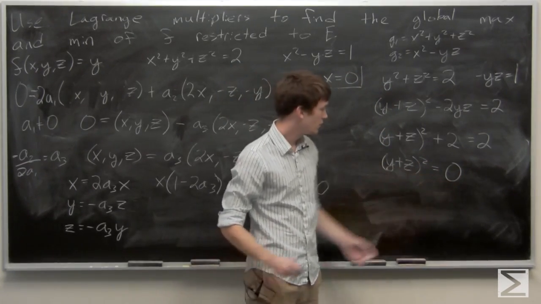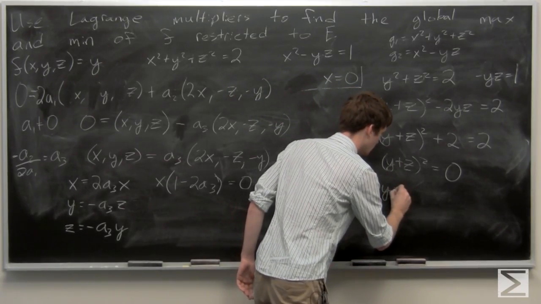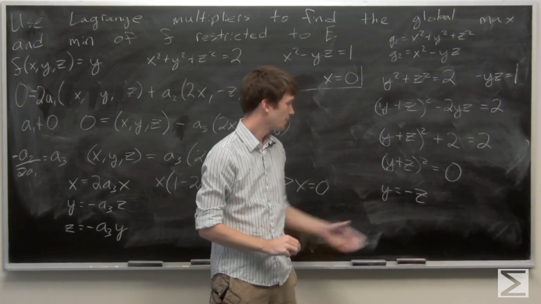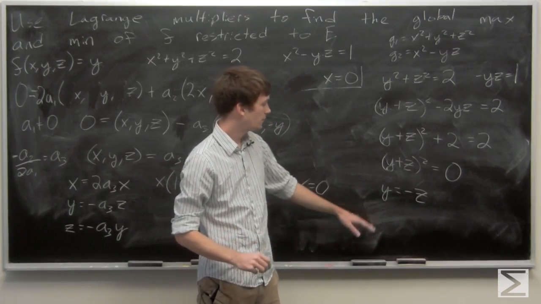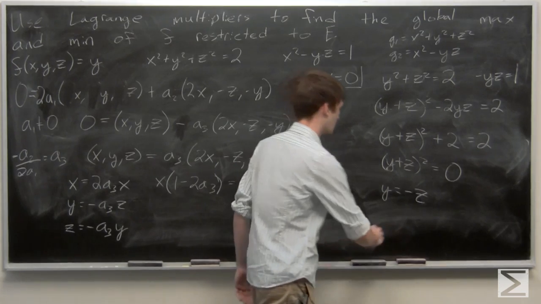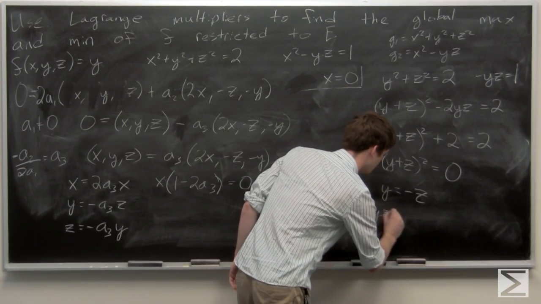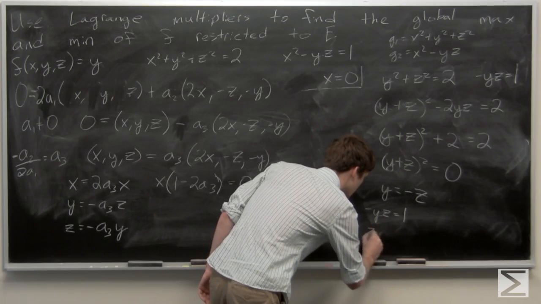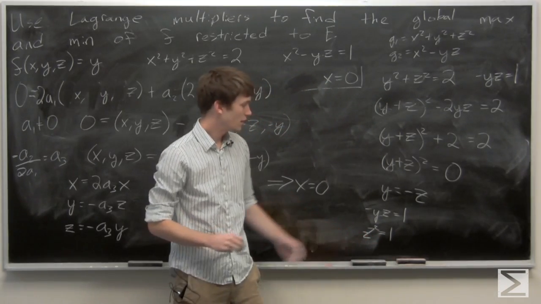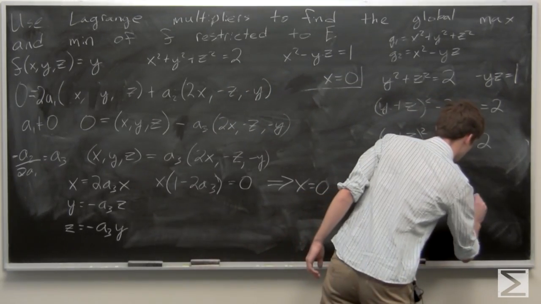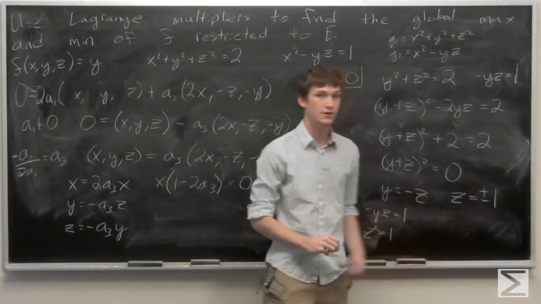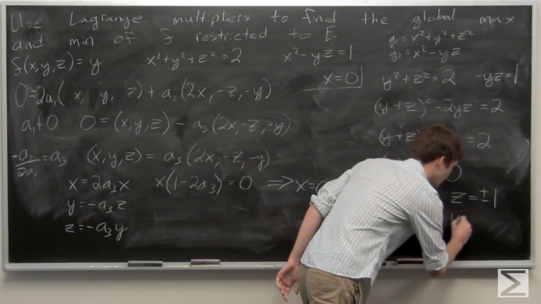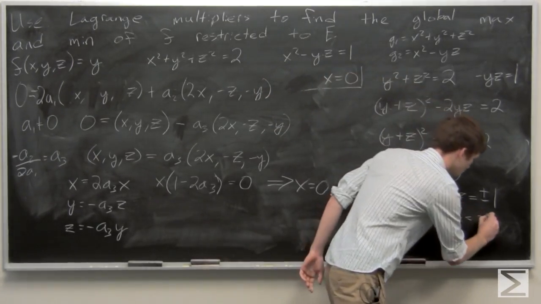or y plus z quantity squared is equal to 0. That means that y plus z is equal to 0, which means that y is equal to negative z. So now we know that y is equal to negative z, and we also know that negative yz is equal to 1. If y is equal to negative z, then we have z squared is equal to 1. And if z squared is equal to 1, then z is equal to plus or minus 1. And y is equal to negative z, so that means y is going to have the opposite sign of z, so we'll just write that as minus plus 1.